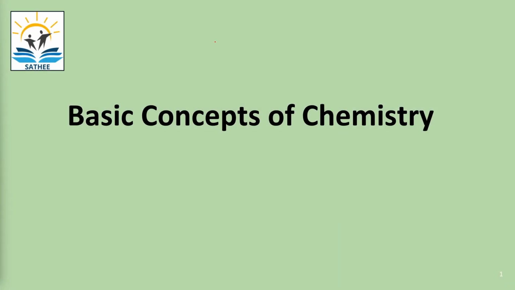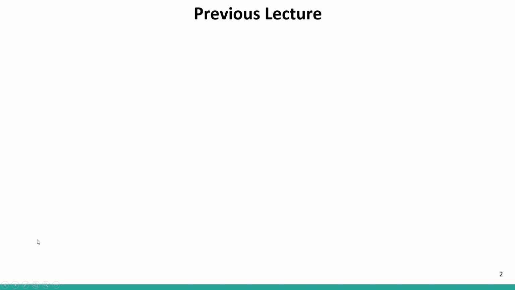Hello, my name is Shashank Shekhar and we started the first chapter of the class 11 chemistry, that is basic concept of chemistry. So in the previous lecture, we were discussing about some Dalton atomic theory and the atomic mass. So I will start with the Dalton atomic theory. We will take a quick recap of the previous lecture.